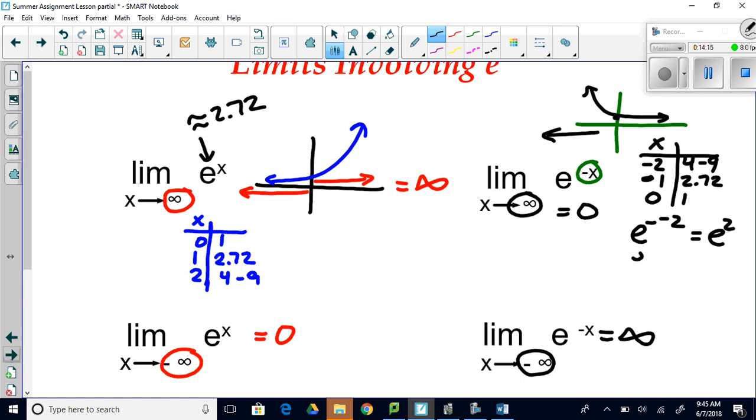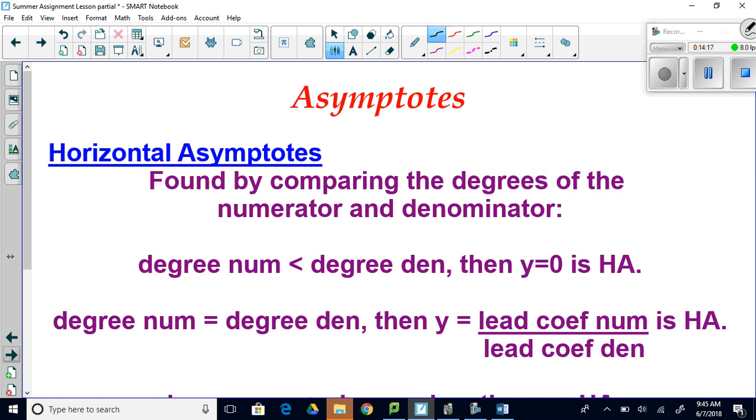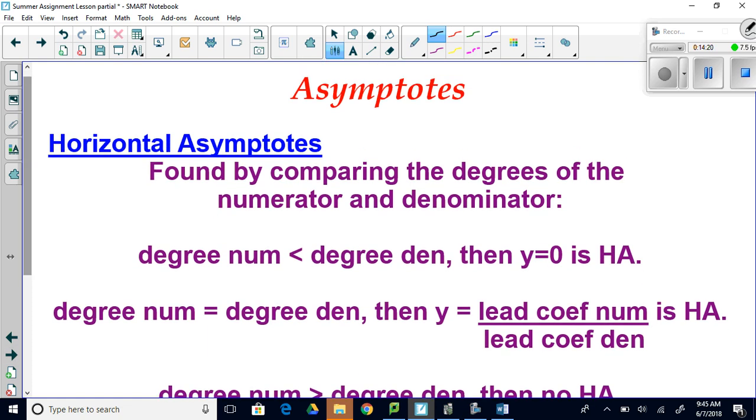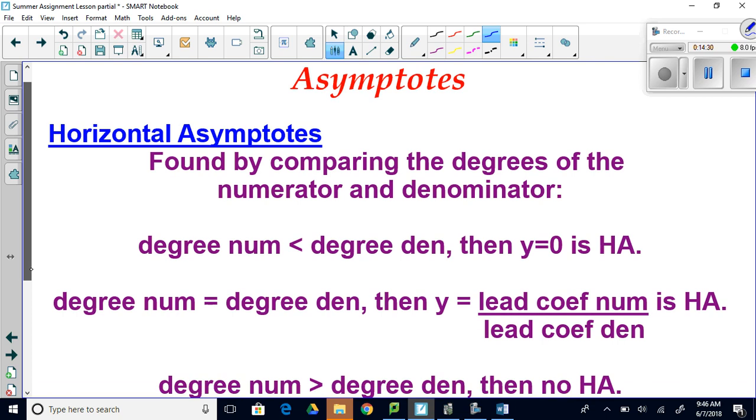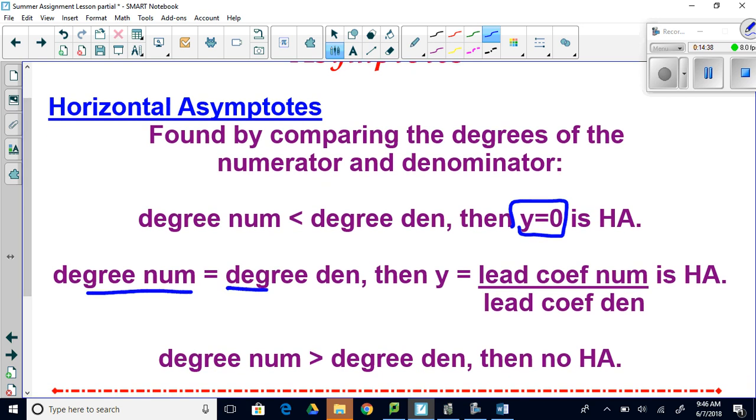So in order to do these, we need to know asymptotes. We have already talked about horizontal asymptotes. Those are the exact same rules as our limits at infinity. If the degree of the numerator is less than the degree of the denominator, then y equals 0 is a horizontal asymptote. If they're the same degree, if they're equal, then we divide the leading coefficients.